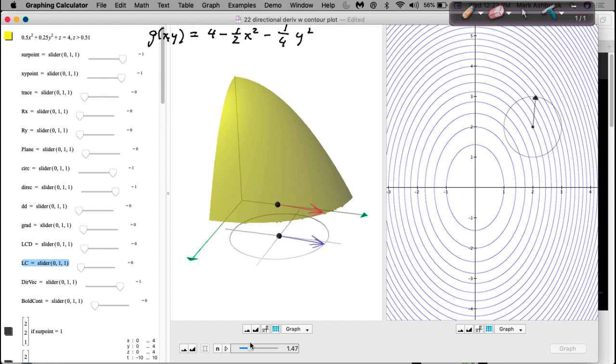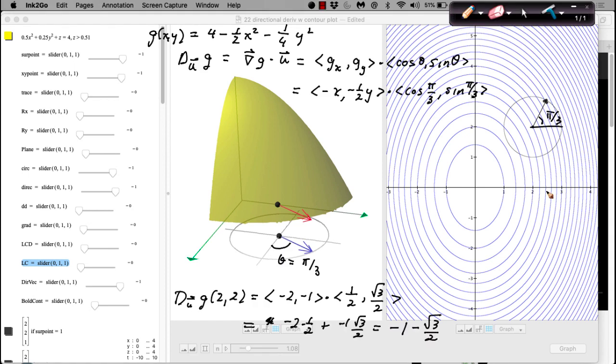Okay, so I want you to find, this is the angle pi over 3. Theta equals pi over 3. I want you to find the rate of change of this function in this direction, where theta is pi over 3. The curve is sloped downwards, which makes it more negative. It opens downwards, so it makes sense.